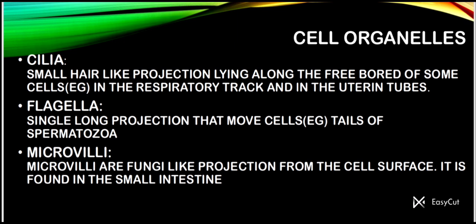So this is about the structure of cells. What is the basic definition of a cell? It is the basic structural and functional unit of the human body. A group of cells is called a tissue, a group of tissues is called an organ, and a group of organs is a system. All the systems together form the human body.